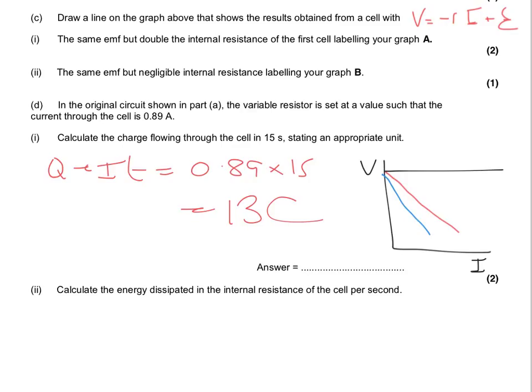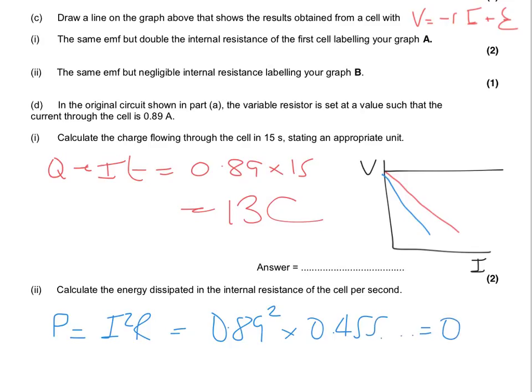We need to calculate the energy dissipated. So we need to go through your power, because energy per second is the same as power. You've got I squared R, which is your 0.89 squared times your 0.455, and you should end up with an answer of approximately 0.36 watts, or something around that number. This is just the number that's quoted in the mark scheme, so something around 0.36 to two significant figures.